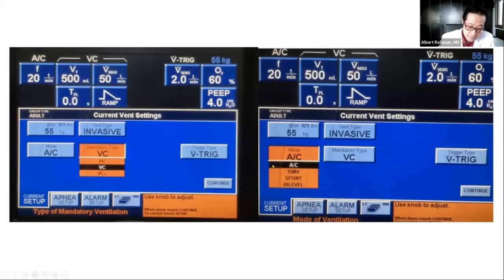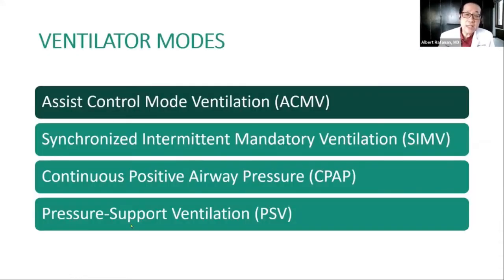Okay, so let's discuss these ventilator modes. Assist control mode ventilation, some would say CMV, but actually it's really assist control because the machine listens to the inspiratory effort of the patient. SIMV is synchronized intermittent mandatory ventilation. CPAP is continuous positive airway pressure ventilation. Pressure support ventilation is a spontaneous mode for some ventilators. So let's start with the assist control mode ventilation.